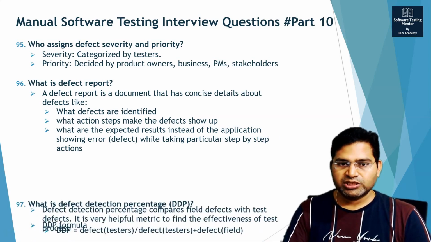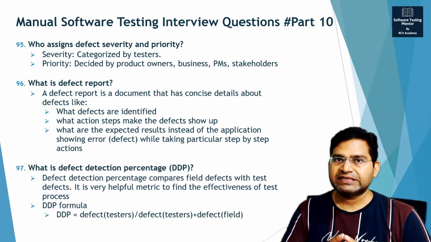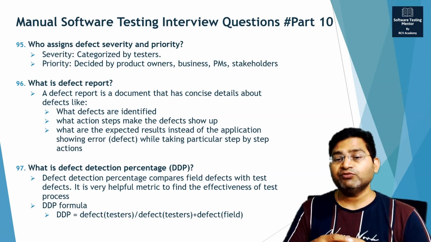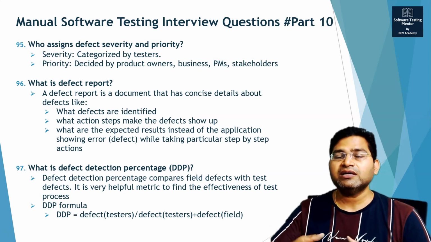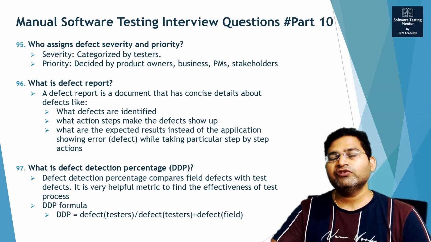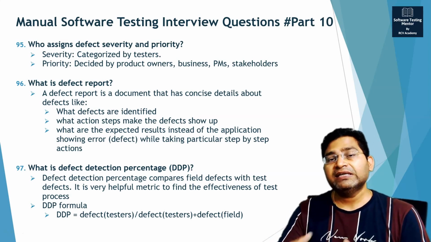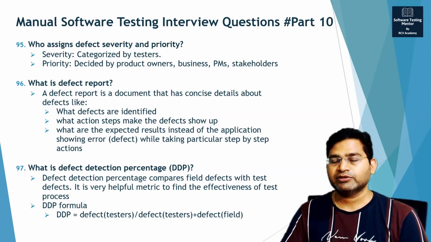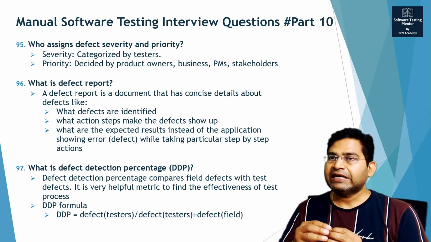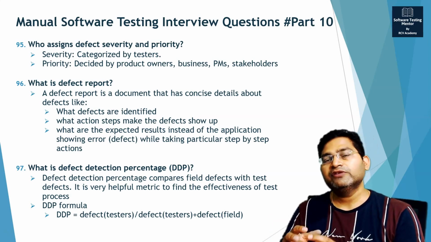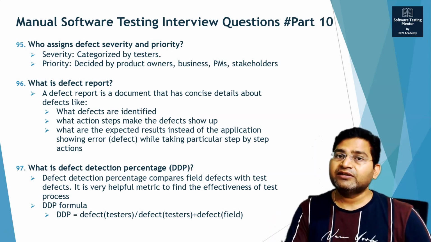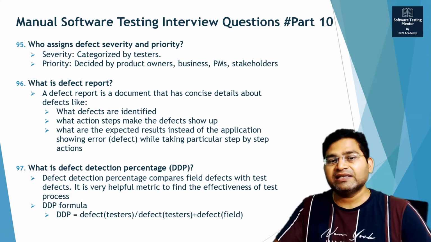Now the next question, which is what is defect detection percentage, DDP? So defect detection percentage is a metric wherein it compares field defects. Okay, field defects, when we say field defects, it's the defects that are found in production. Okay, when the software has been released in production, after releasing in production, what defects have been identified by the end user and the customer. Okay, so it's a percentage that compares the defects that are identified in the field with the testing defects, with the defects that are found by the testing team, right?